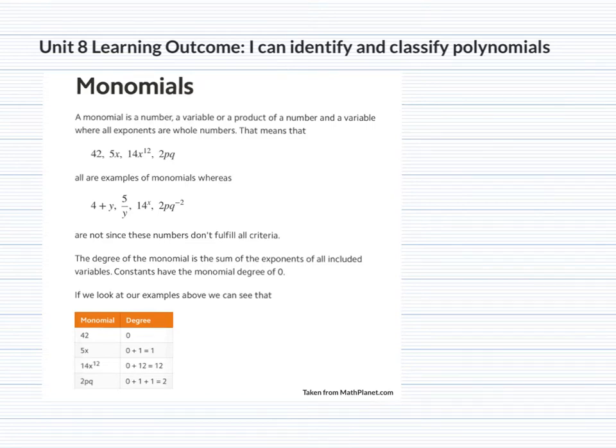Hi there, welcome to Unit 8 Learning Outcome. I can identify and classify polynomials.